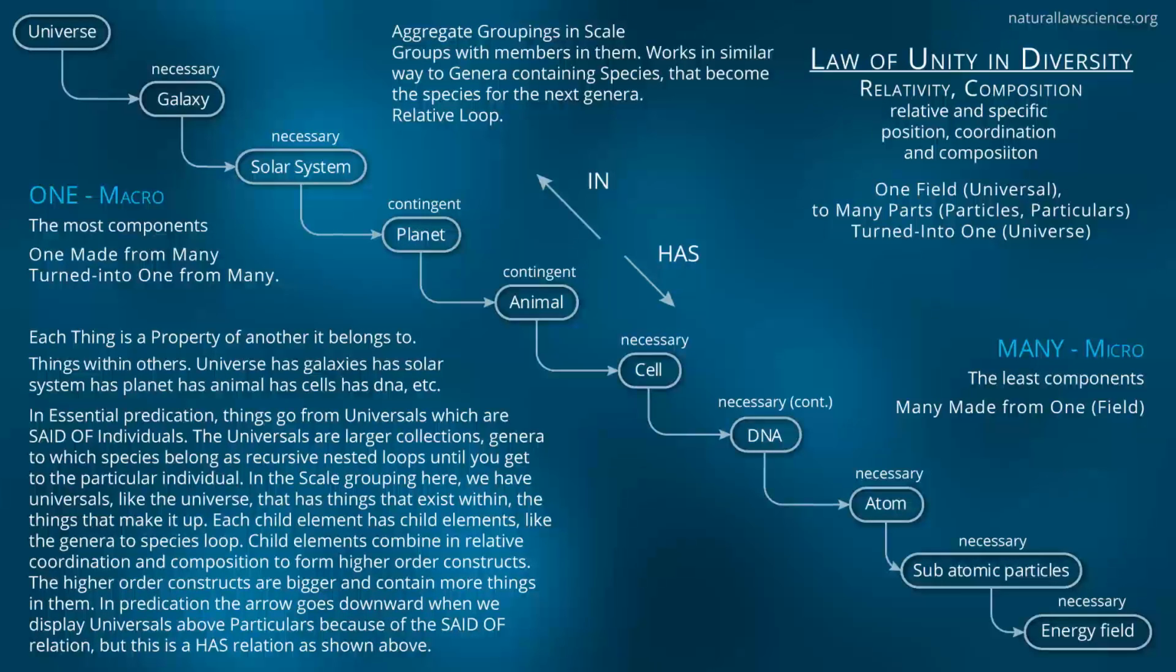So we have the universe, which is the one in the macro. It's the most there is. It's the biggest there is. There's one, but it has the most components because everything is combined into that one universe. It's the largest because it has the most components. All the galaxies, solar systems, planets, animals, cells, DNA, atoms, subatomic particles are all within that one universe.